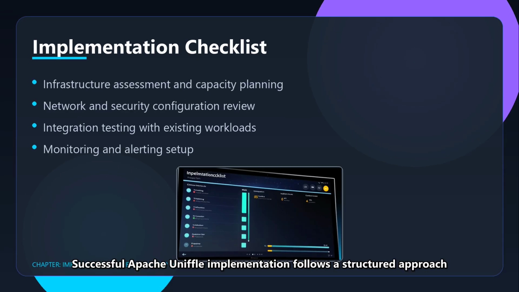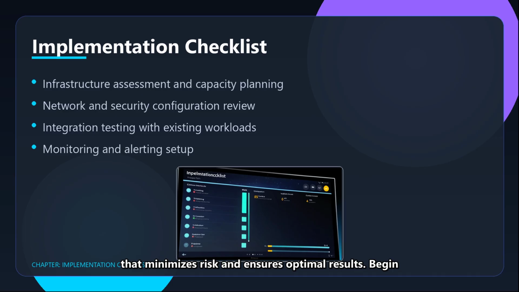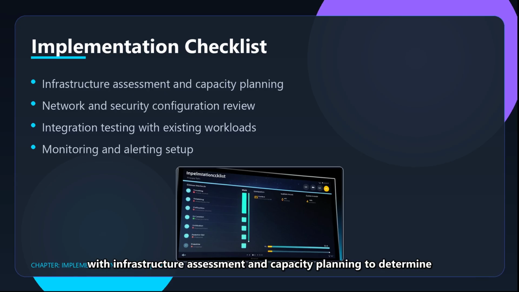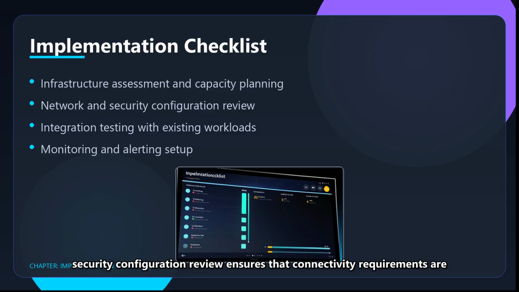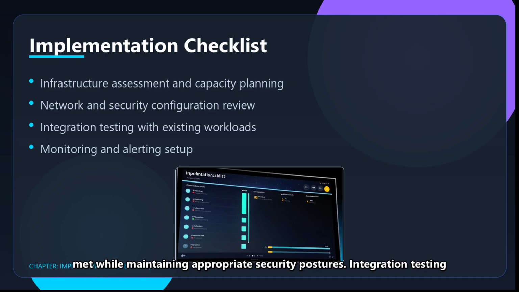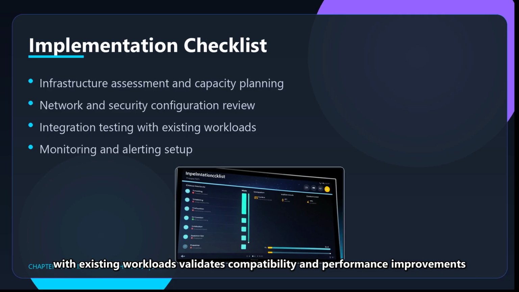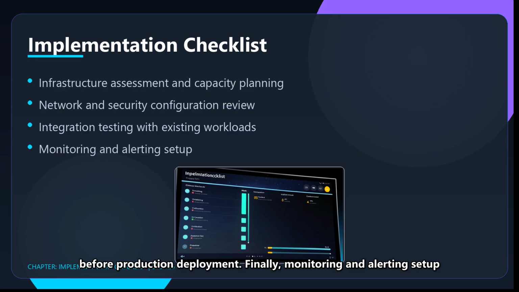Successful Apache Uniffle implementation follows a structured approach that minimizes risk and ensures optimal results. Begin with infrastructure assessment and capacity planning to determine appropriate cluster sizing and resource allocation. Network and security configuration review ensures that connectivity requirements are met while maintaining appropriate security postures. Integration testing with existing workloads validates compatibility and performance improvements before production deployment.